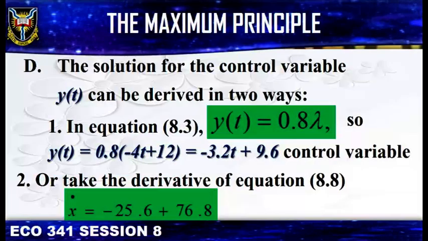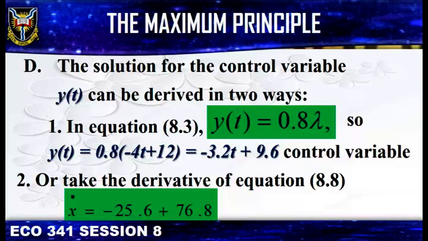2d. The solution for the control variable y as a function of t can be derived in two ways. 1. In equation 8.3, y as a function of t is equal to 0.8 lambda. So y as a function of t is equal to 0.8 into bracket minus 4t plus 12, which is equal to minus 3.2t plus 9.6, the control variable.